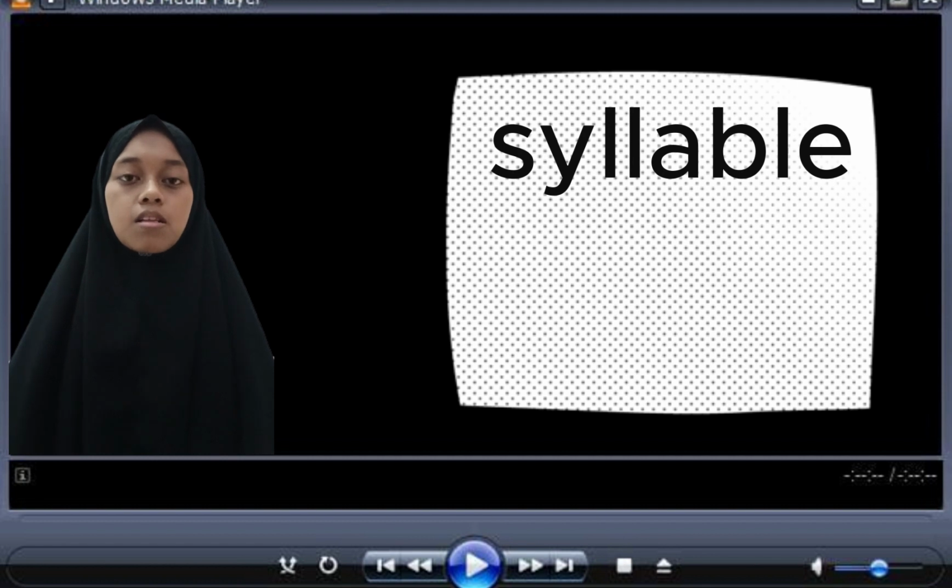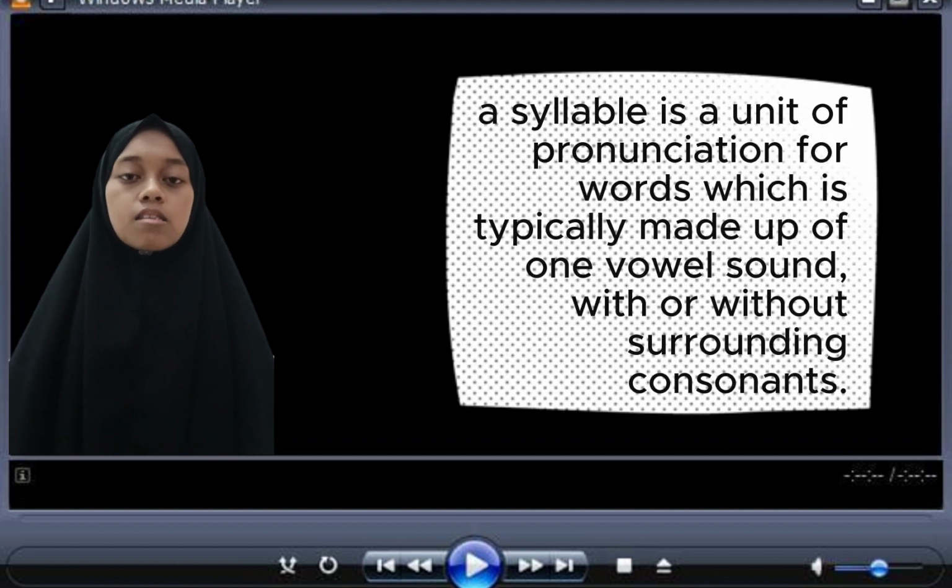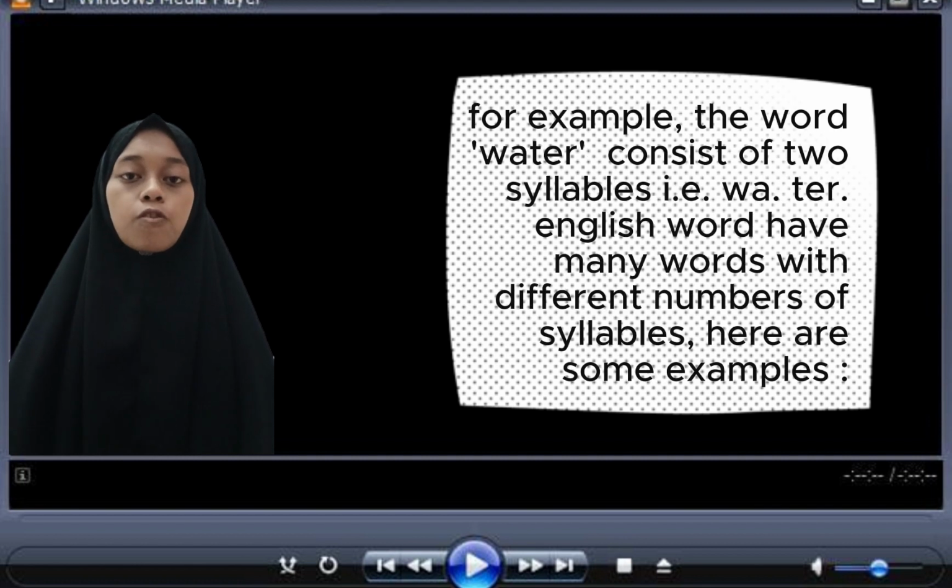Next, syllable. A syllable is a unit of pronunciation for words, which is typically made up of one vowel sound with or without surrounding consonants. For example, the word water consists of two syllables, wo and te. English has many words with different numbers of syllables, and here are some examples.